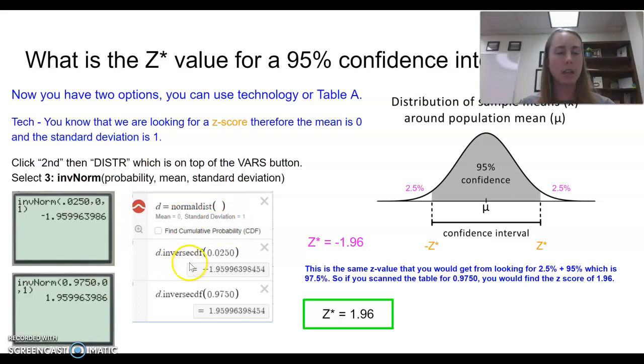And then in the next cell, you would have to type d.inverse CDF, and that's our inverse norm function, which is the same as inverse norm in the graphing calculator. And then you can either put your 0.0250 or you can put your 0.975. Either of those, like I said, just like the calculator will give you the negative version of that number and the positive version of the same number. And again, we're going to report the positive as our z-star at the end of the day. So there's 3 different ways to find the z-star value. Let's do it one more time.